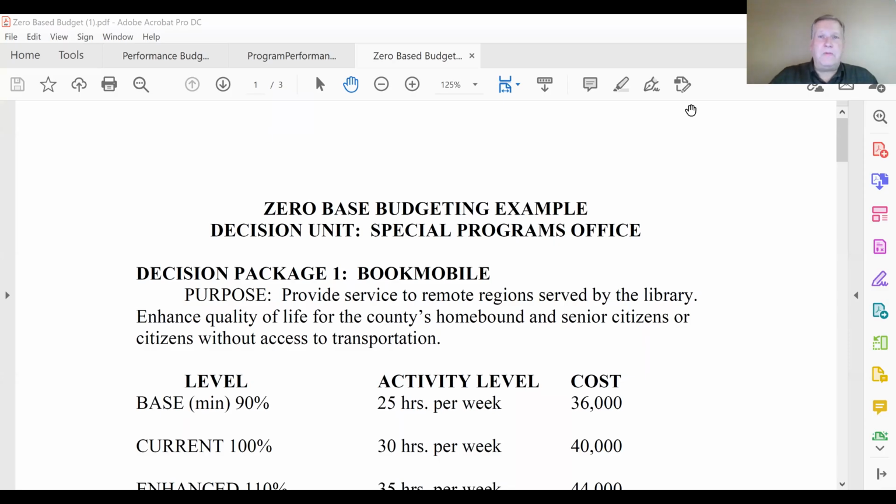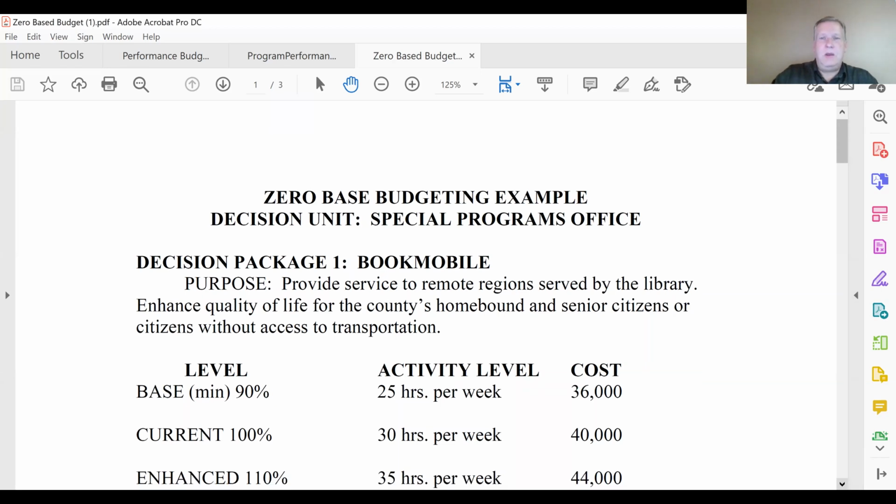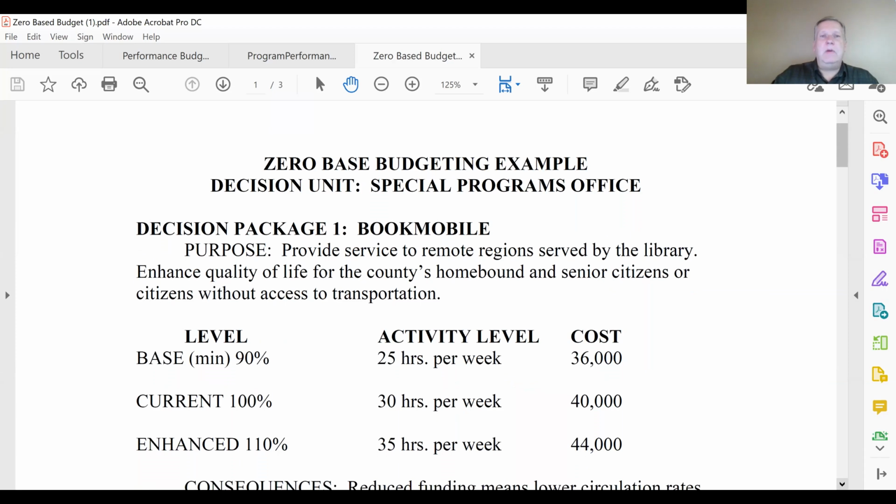Okay, and then finally, our fourth format to show you is a zero-based budgeting example. And this is a very simple one. They're usually much more complicated than this, but I thought it would be easier to show you a very simplified one. But here's a zero-based budgeting example for a decision unit, the Special Programs Office. And so we've gone through the organization. We've identified the lowest level at which decisions can be made. We've then termed those decision units. So for this decision unit, it is a special programs office.